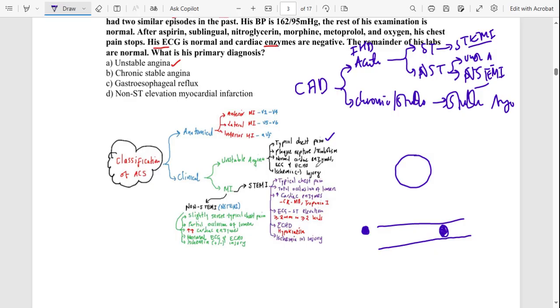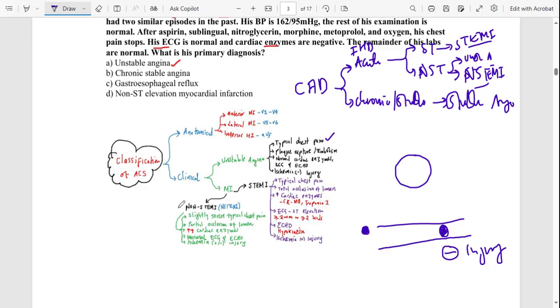But the ECG is going to be normal, echo is going to be normal, the cardiac enzymes are also going to be normal. So what really happens in unstable angina is there is simply ischemia, no blood supply to the heart, but there is no injury. So that's what we need to take note of. There is ischemia, but no injury.